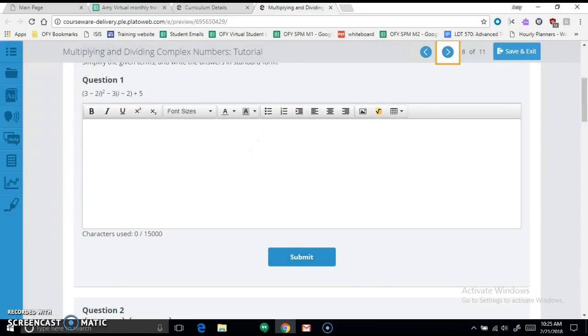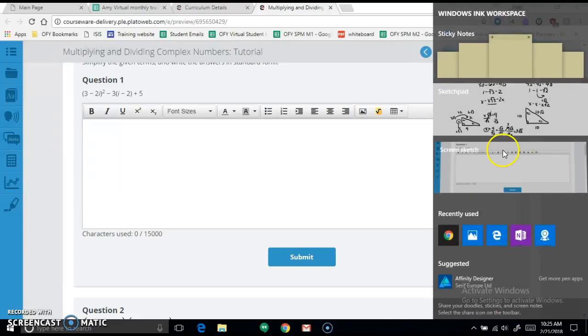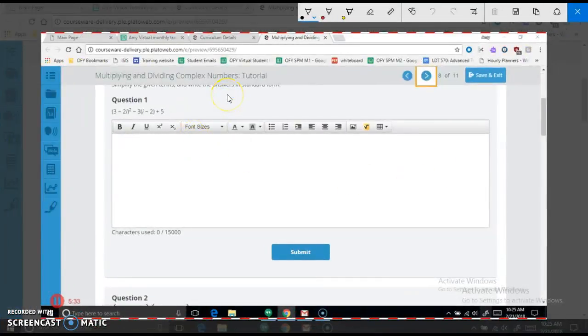Okay, so let's do a couple examples. (3 - 2i)² - 3(i - 2) + 5. So we're going to do the (3 - 2i)² first. Now this is important because a lot of people just square the things inside, but that's not how we do this. Remember that (3 - 2i)² is (3 - 2i) times (3 - 2i). So you always have to expand it when we're squaring it like that. So now we just do FOIL.